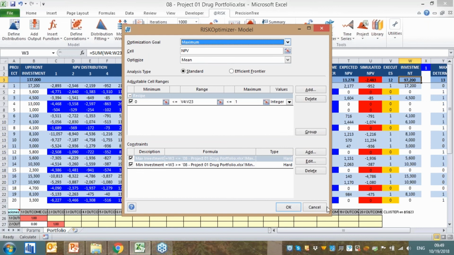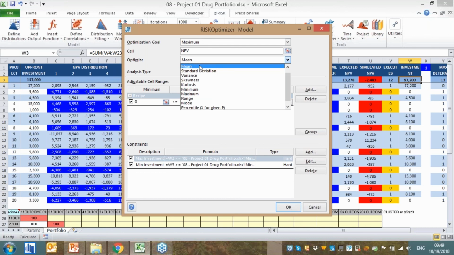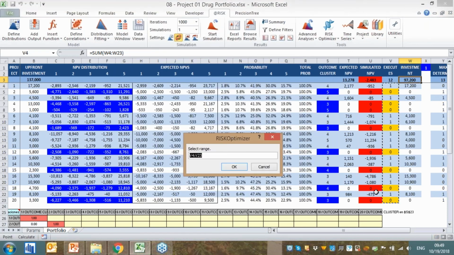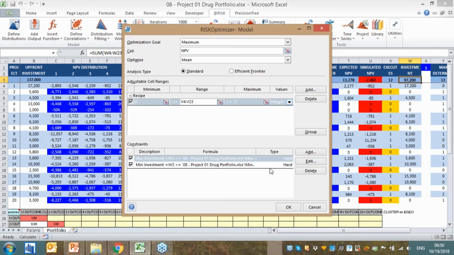on the same side. So as you can see, I've already laid out here this one, in which I want to maximize the mean of NPV. NPV, as we've already pointed out, is cell U3. The adjustable cells, in other words, the cells you want to solve for, are integer numbers between zeros and ones, in other words, only zeros and ones, on the range V4 to V23, combinations of zeros and ones, that make it under two constraints.